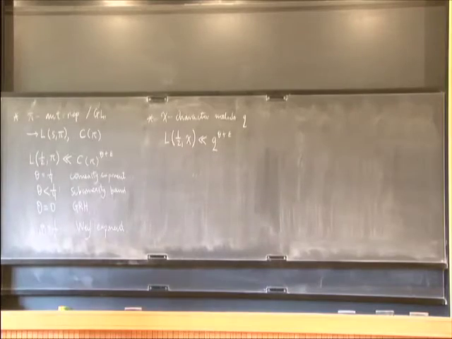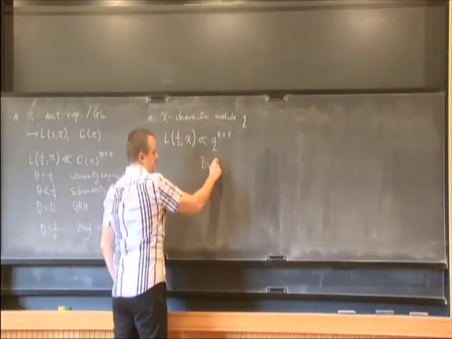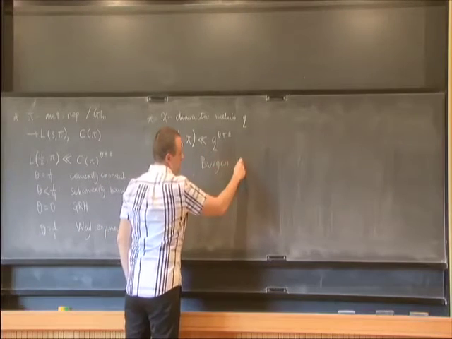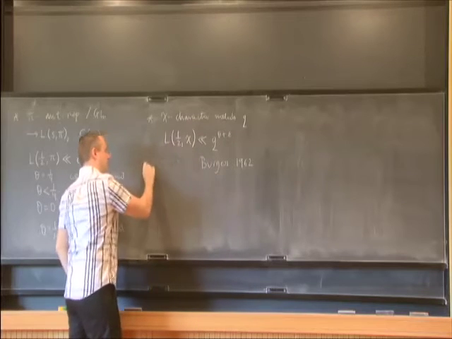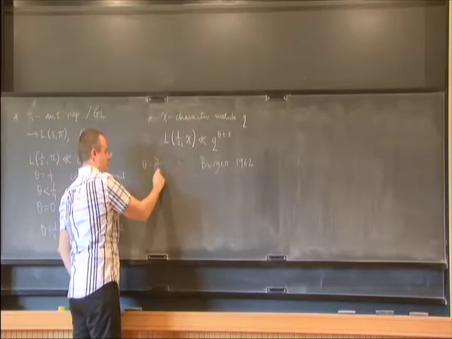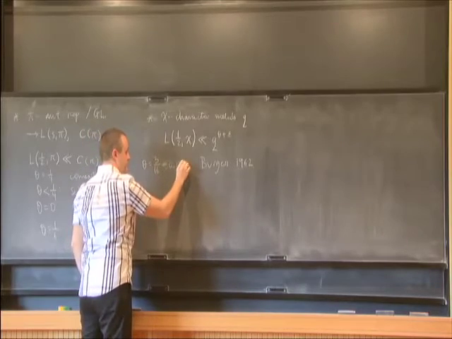Now, what is known, an improvement on convexity, is due to Burgess back in 1962. And it gives the exponent theta equal to 3/16, which is equal to 0.1875.